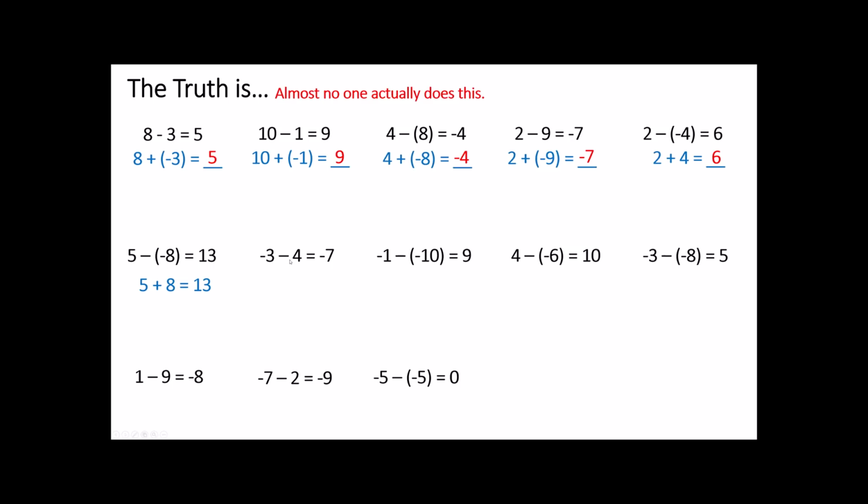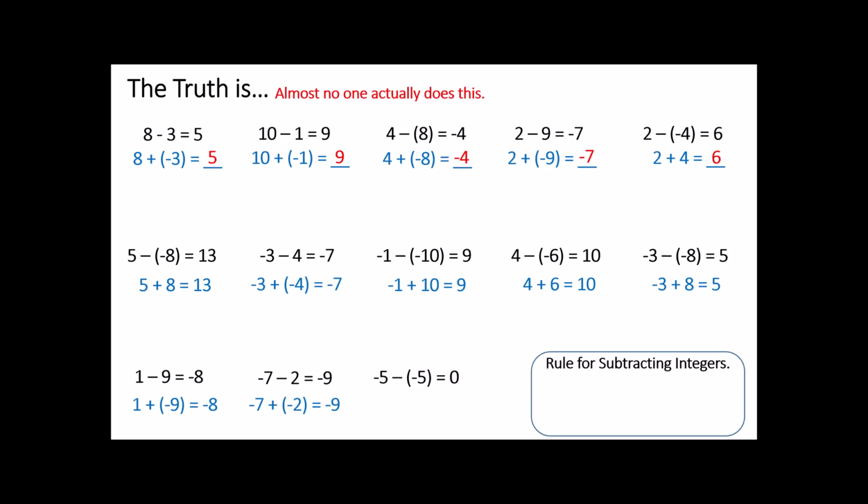Instead of negative 3 minus 4, most mathematicians are going to rewrite this as what? Negative 3 plus negative 4, and they're going to get a negative 7. Instead of negative 1 minus negative 10, most mathematicians are going to solve negative 1 plus positive 10 and get a 9. Take a second, see if you can rewrite the rest of these. I'm just going to click through them very quickly, assuming that you've already worked them out while the video was paused.